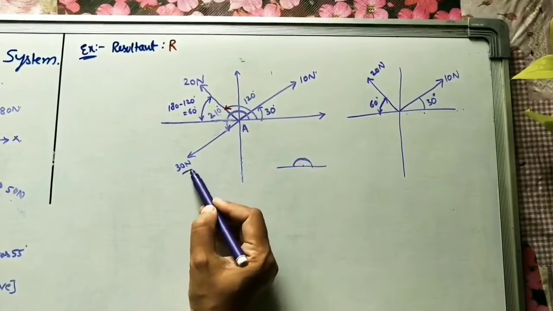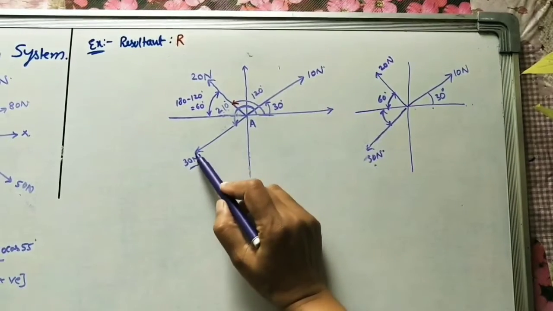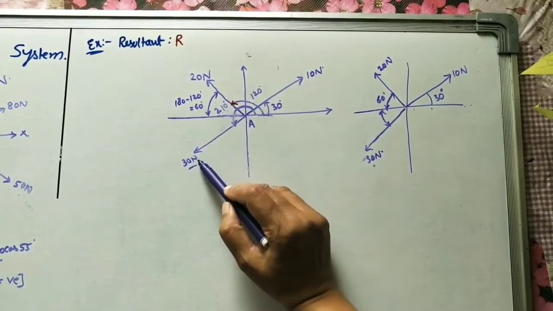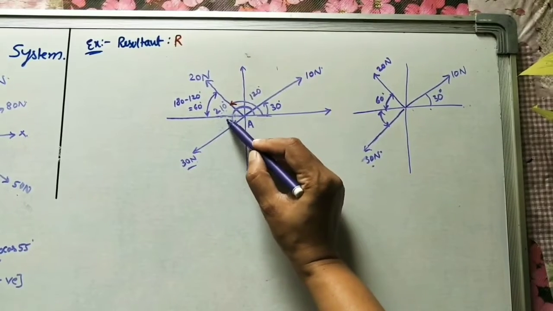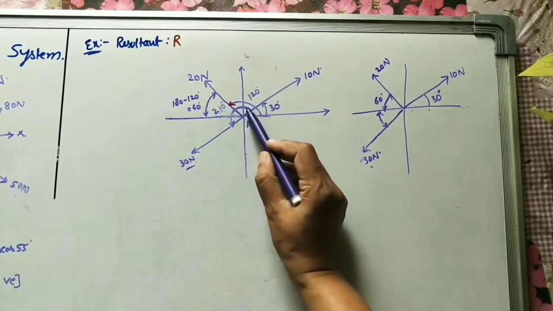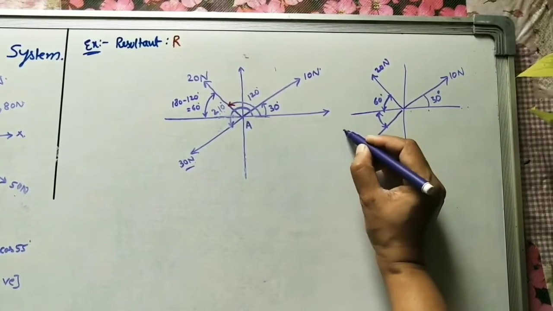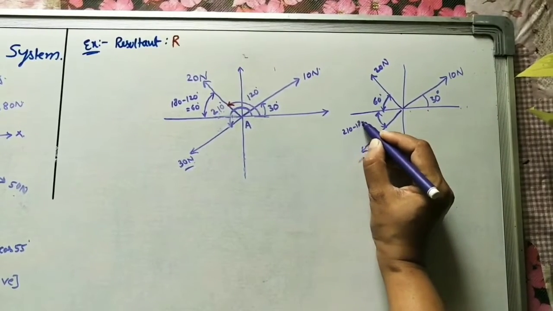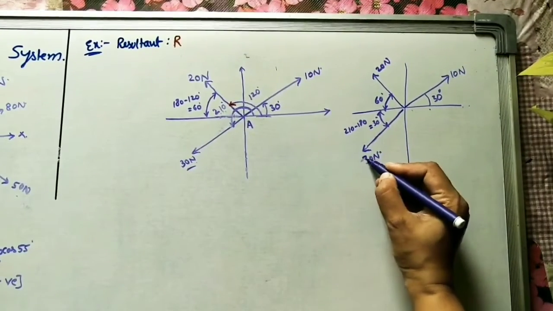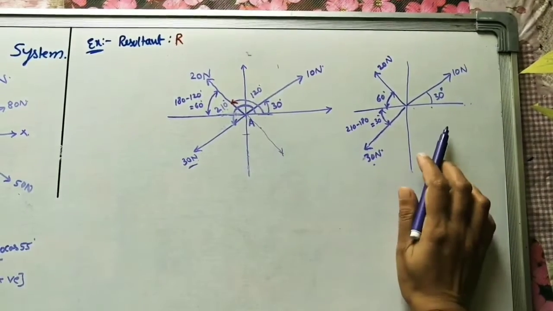And the third force is 30 newtons. Now this is the third force, 30 newtons. It is making a total of 210 degrees. It is in the third coordinate. Now we have to take this angle. So how to get it? 210 minus 180. This angle is 180, so 210 minus 180 is equal to 30 degrees. Okay, so this is the given diagram.